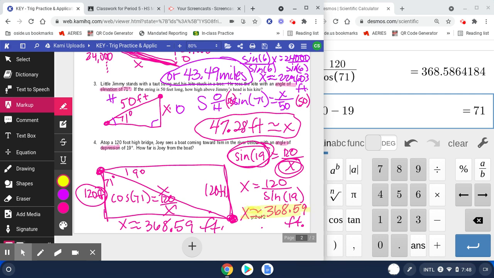Okay, now, how are you feeling in general about these word problems? I hope you're feeling like you could try to draw the picture and try to pick out the trig function on your own. We're going to be practicing these all week. Okay, good job, you guys.